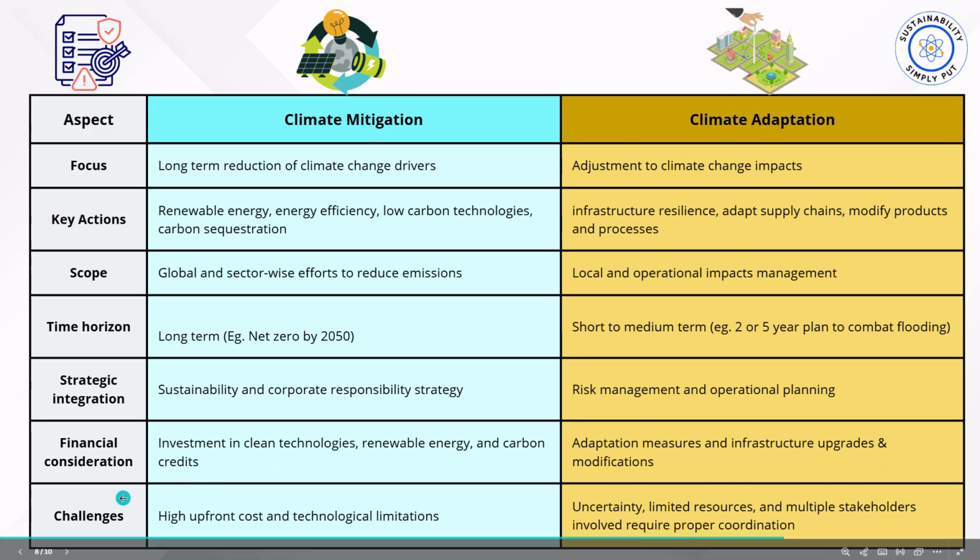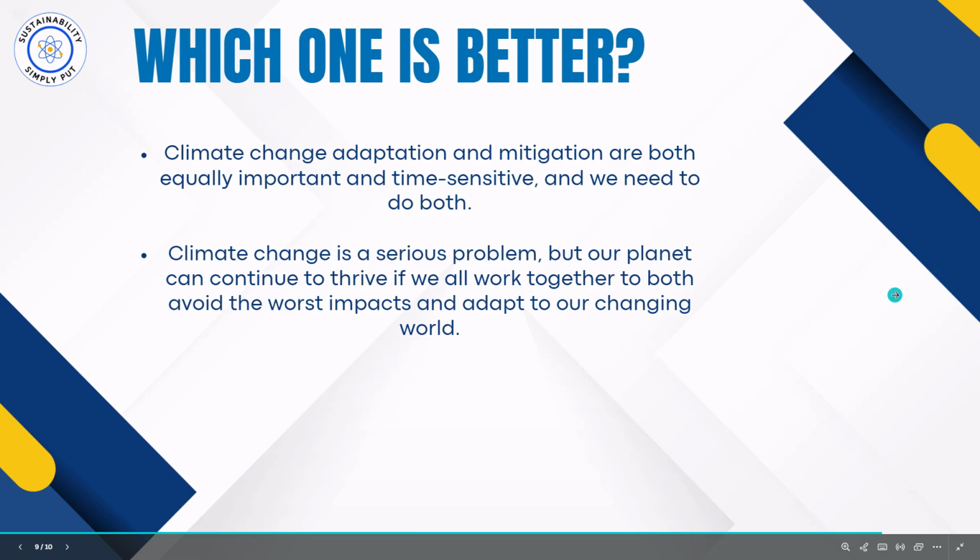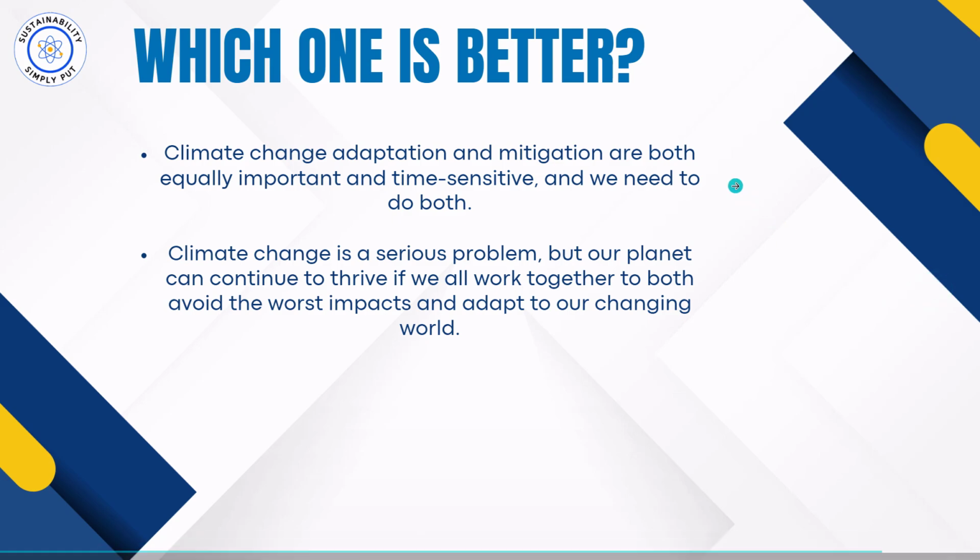The challenges for mitigation are high upfront cost and technological limitations, while for adaptation, it's uncertainty, limited resources, and multiple stakeholders involved, and that requires proper coordination. Without proper coordination, we can't do the climate adaptation. It's not possible. So if you have a question, which one is better or which one to pick, of course, any sane person would say that climate mitigation should be the first priority because we have to reduce these greenhouse gases emitting into the atmosphere. That's the first step. That's the root cause. So striking there is most important.